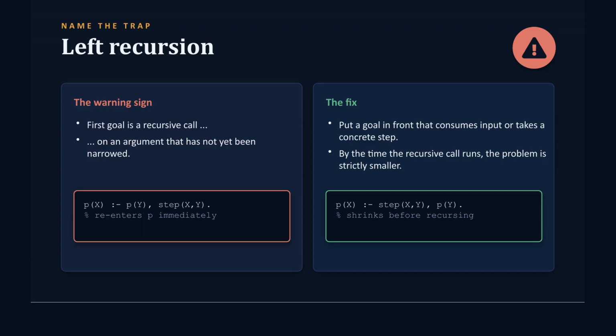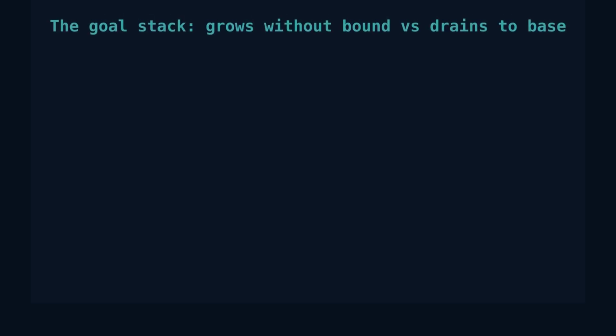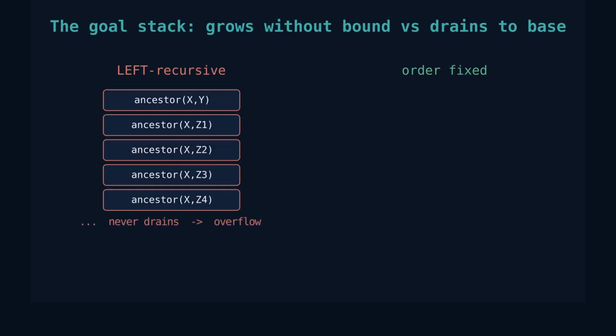The trap behind the ancestor disaster has a name: left recursion. The warning sign is a clause whose first goal is a recursive call on an argument that has not yet been narrowed. Because the engine solves left to right, it re-enters that recursion immediately, with nothing smaller to work on, and never returns. Once you can spot the pattern, the fix is almost mechanical: put a goal in front that consumes a piece of the input or takes a concrete step, so that by the time the recursive call runs, the problem is strictly smaller. Recognize it, and reorder.